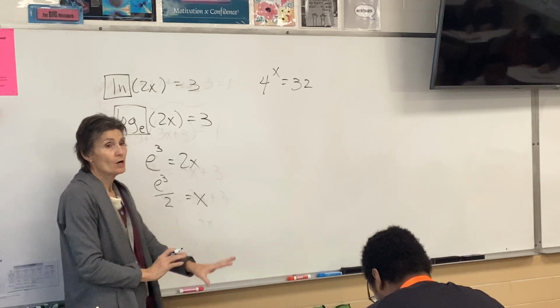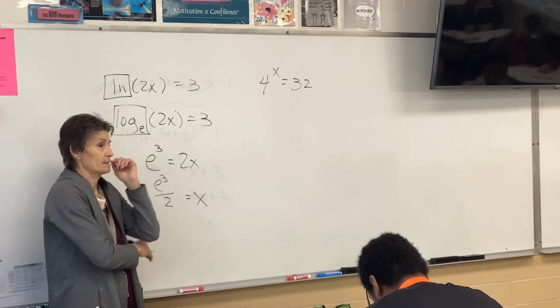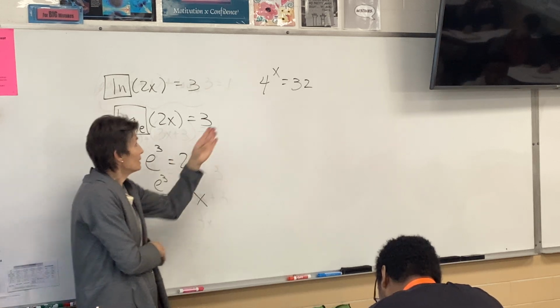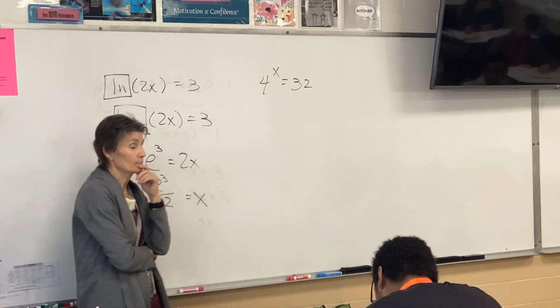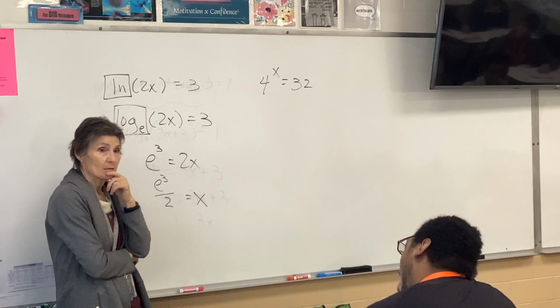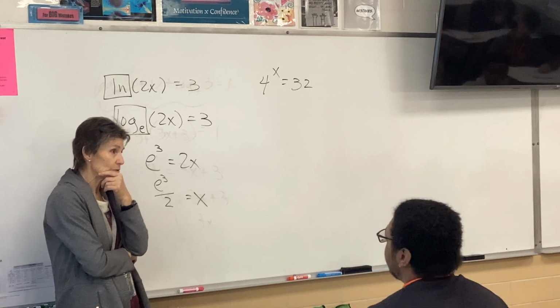Now this is in the no calculator part. That makes a difference. Because I know I'm tempted to log both sides, but not without my calculator. So what should I do?